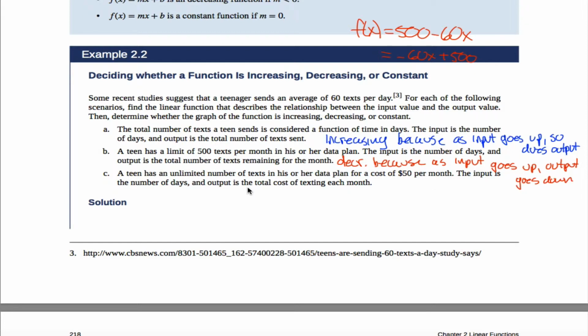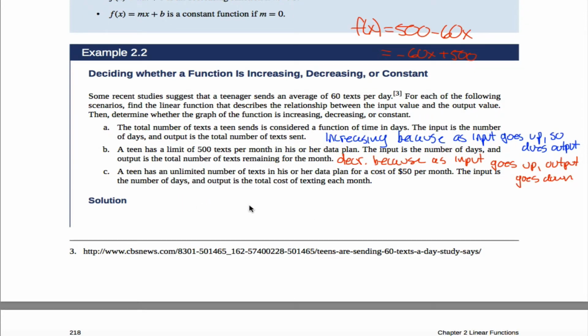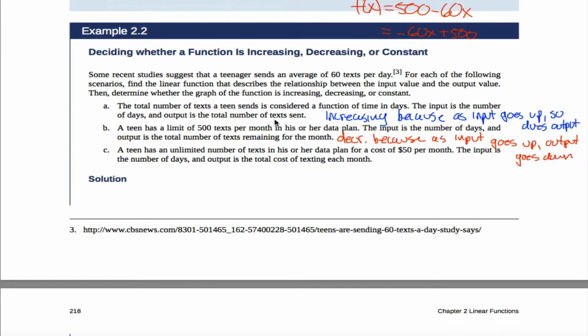Yeah, I guess that's good enough. Okay, and then this last one here, a teen has an unlimited number of texts in his or her data plan for a cost of $50 a month. The input is the number of days, the output is the total cost of texting each month. Maybe I should label these a little better. This was B up here. I didn't even write the function for A. It does say find the linear function that describes it, so I should write that for A too.